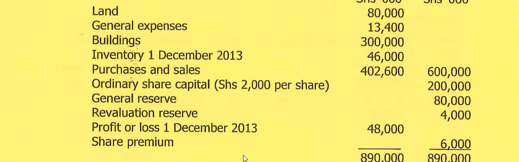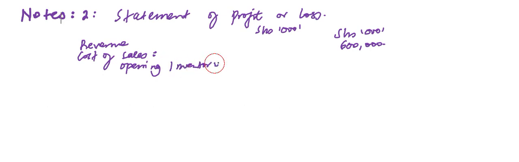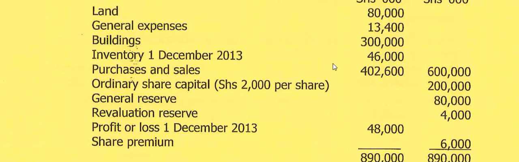Statement of profit and loss. We get sales, the revenue. Revenue was how much as per the information given? Revenue, that is 600,000, because you have purchases and sales. 600,000 is your revenue. Then you move to the cost of sales. You have your opening inventory in the trial balance, that is 46,000.